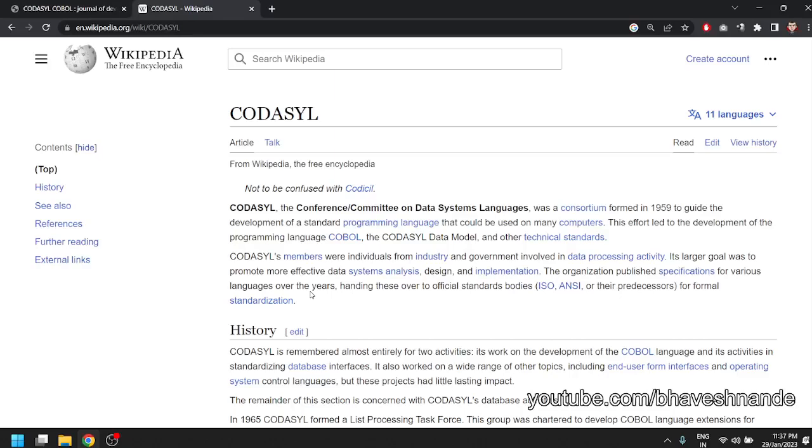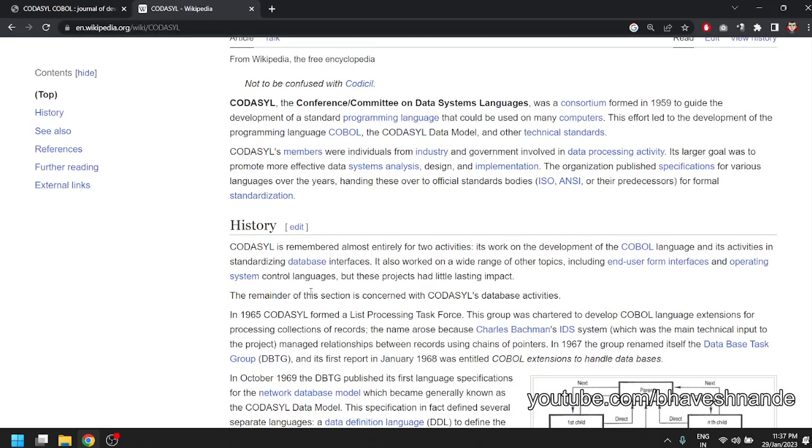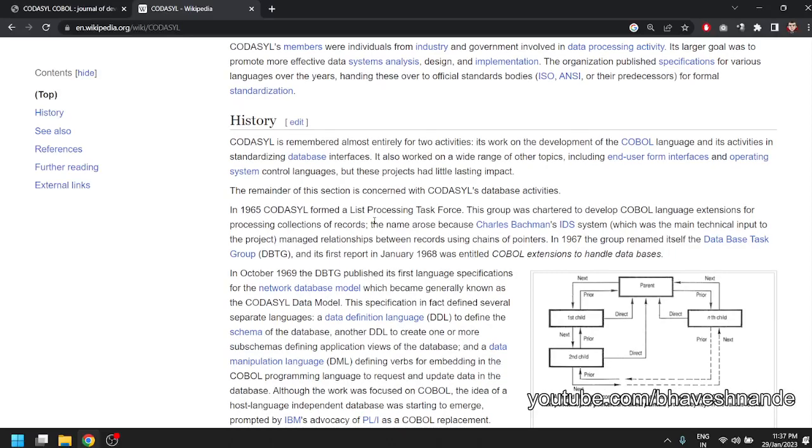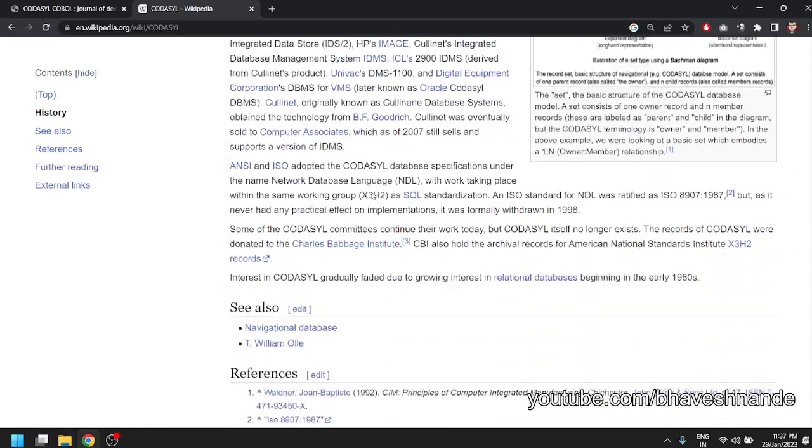So what I understand by this is CODASYL is a committee which is predominantly in the United States. This page does not mention it, but I think it was a US based committee, and they wanted to have a standard language or standard rules for a language, and that led to the development of COBOL. So it has history and other things as well.